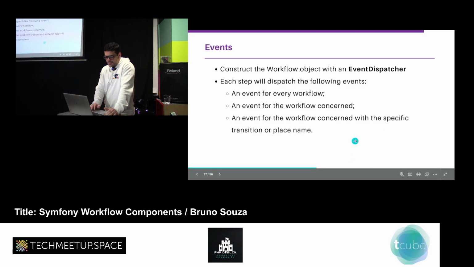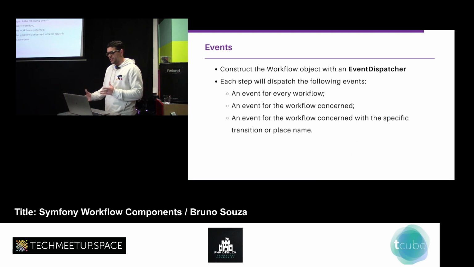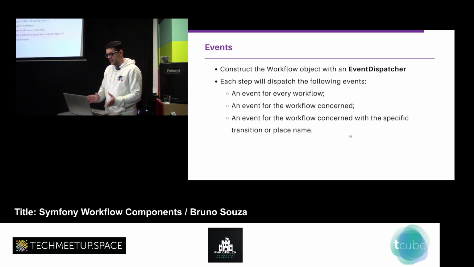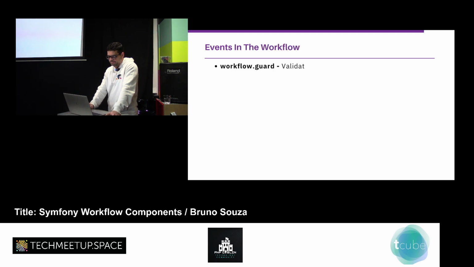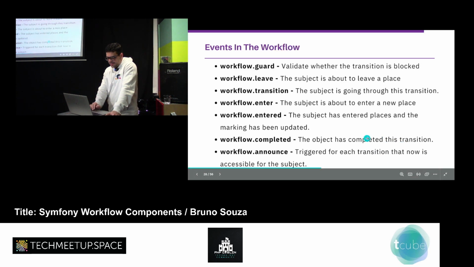So at each step, you dispatch the following events. Every time that you are making a transition, it will dispatch some events. That is for every workflow, or you can define it just for the workflow concerned, or just for the workflow concerned with the specific transition or place name. So this is the event.